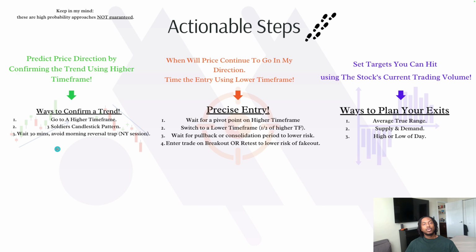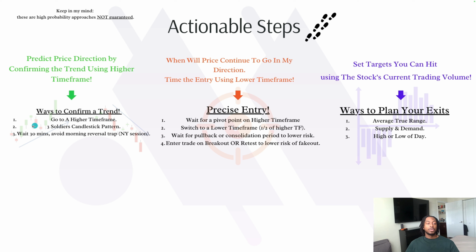So how do I do each one of these? Here are some ways to confirm a trend. 1, you can go to a higher time frame. You can use the 3 soldiers candlestick pattern, which is 3 closed, very strong candlesticks going in one direction to confirm a trend. And that's one way to confirm a trend.